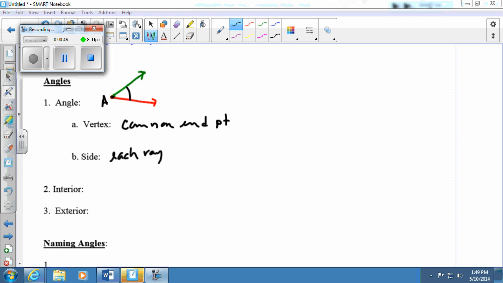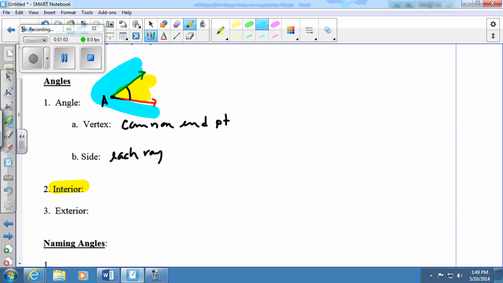Then we have an interior and an exterior to this. The interior region is inside, so that's the interior or the inside of the angle, and the exterior would be the outside, so it would be all this on the outside. So that's what it means when we have an interior and an exterior.